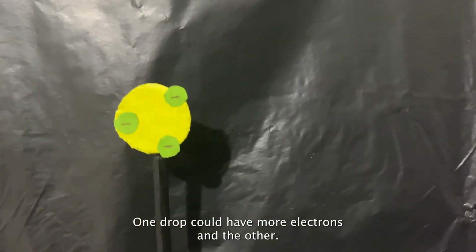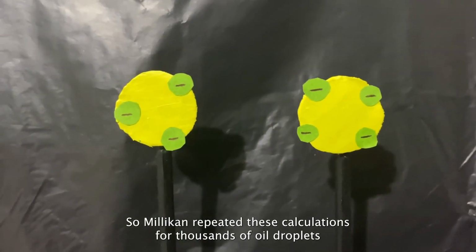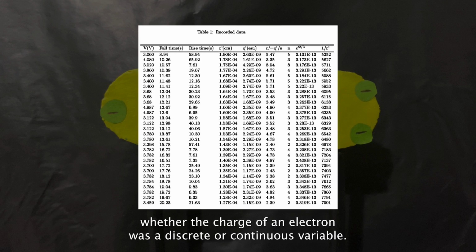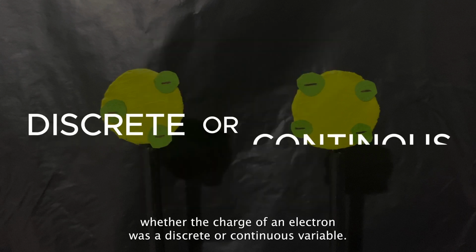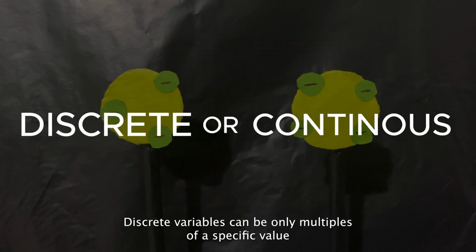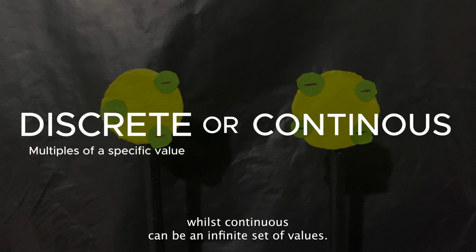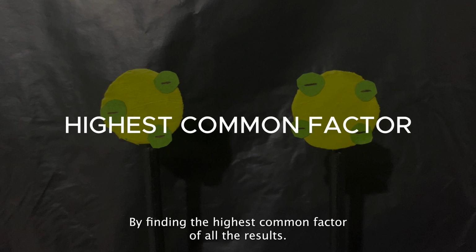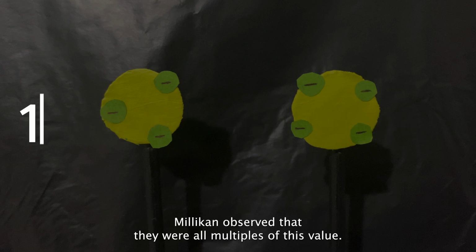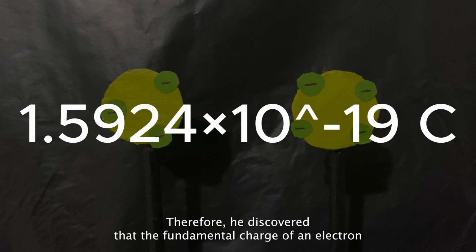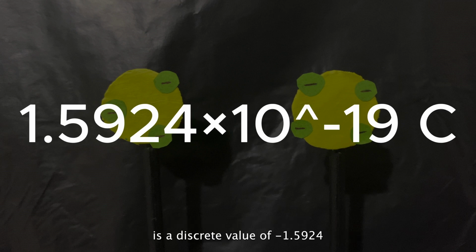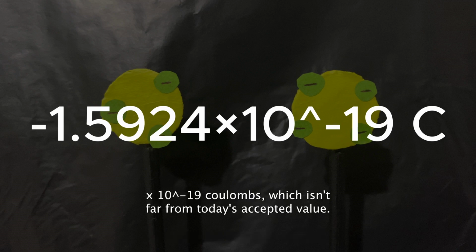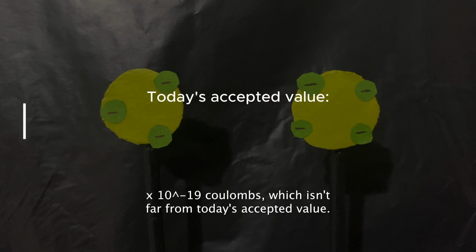One drop could have more electrons than the other, so Milikan repeated these calculations for thousands of oil droplets to search for any patterns, since it was unknown whether the charge of an electron was a discrete or continuous variable. Discrete variables can be only multiples of a specific value, while continuous can be an infinite set of values. By finding the highest common factor of all the results, Milikan observed that they are all multiples of this value. Therefore, he discovered that the fundamental charge of an electron is the discrete value of negative 1.5924 times 10 to the power of negative 19 coulombs, which isn't far from today's accepted value.